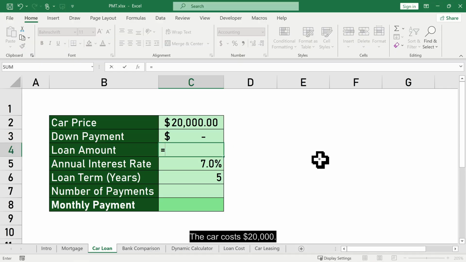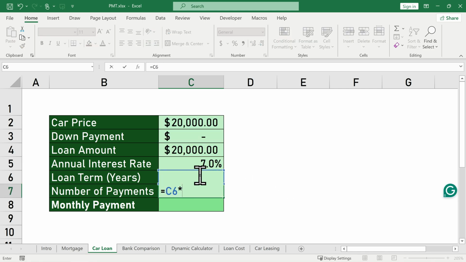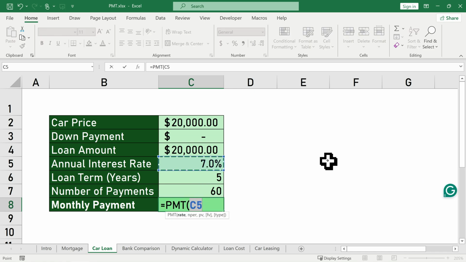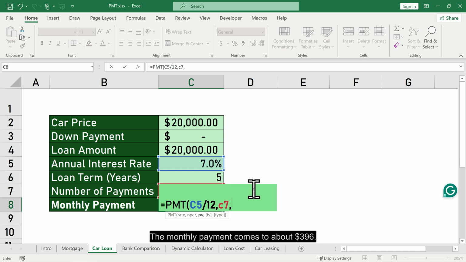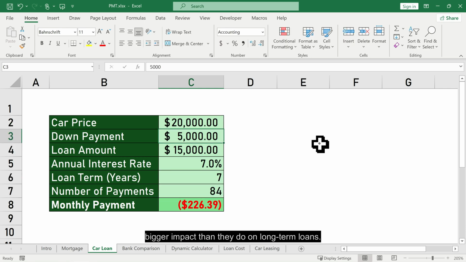The car costs $20,000. You finance it over 5 years with an annual interest rate of 7%. We'll also enter a down payment of our choice. The monthly payment comes to about $396. Short-term loans have fewer payments, but higher interest rates tend to have a bigger impact than they do on long-term loans. Now change the down payment amount and watch how the monthly payment changes.